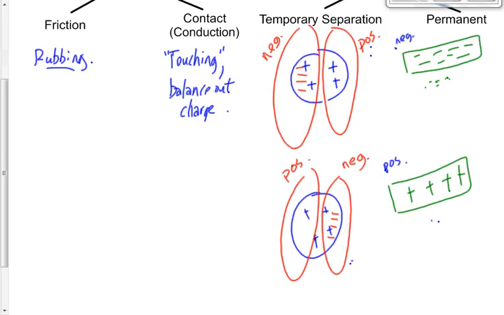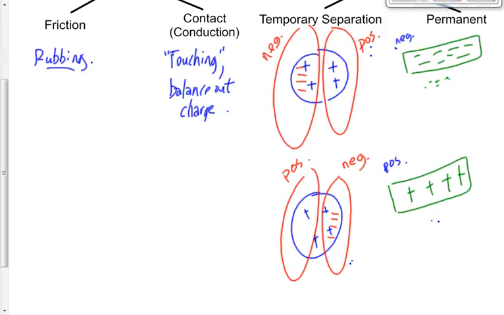So the answer to the question is temporary separation of charge, charged objects, temporary separation of charge, positive attracts negative. The question could be any one of a number of things. Basically, it's why do charged objects attract neutral objects?